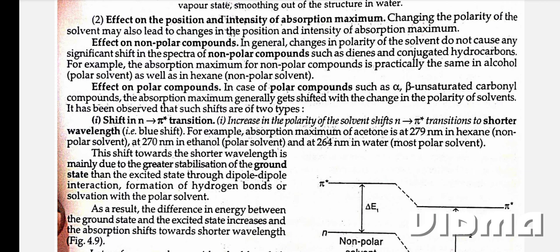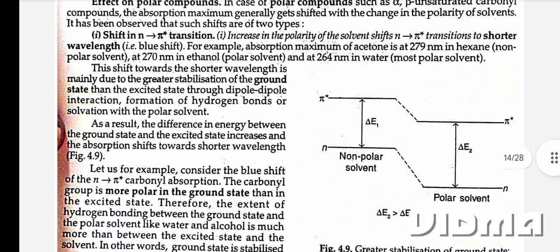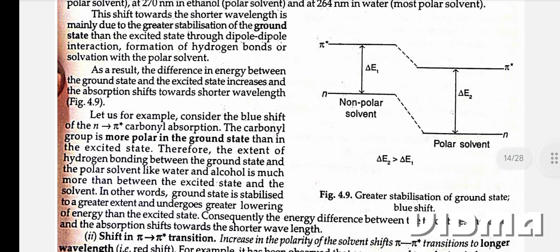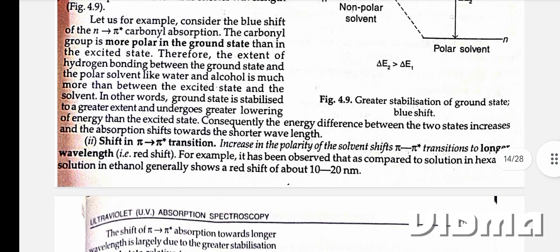Shift in n to pi star transitions. Increase in the polarity of the solvent shifts n to pi star transition to shorter wavelength. For example, absorption maximum of acetone is at 279 nanometer in hexane, at 270 nanometer in ethanol, and at 264 nanometer in water. This shift towards the shorter wavelength is mainly due to the greater stabilization of the ground state than the excited state through dipole-dipole interaction, formation of hydrogen bonds or solvation with the polar solvent. As a result, the difference in energy between the ground state and the excited state increases and the absorption shifts towards shorter wavelength. Let us, for example, consider the blue shift of the n to pi star carbonyl absorption.